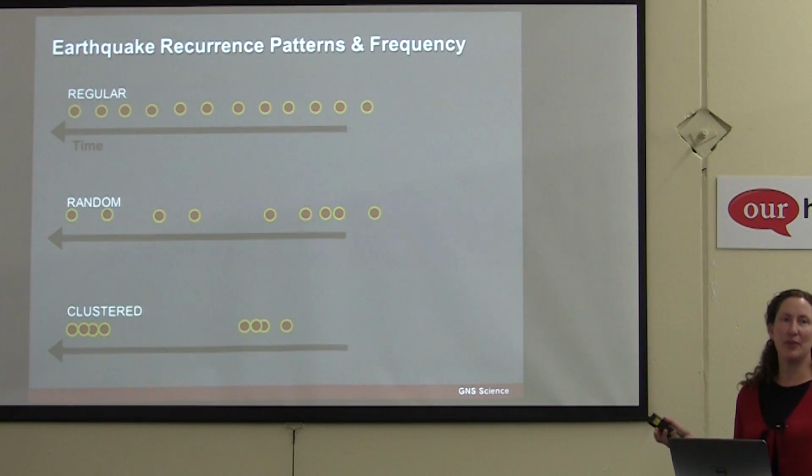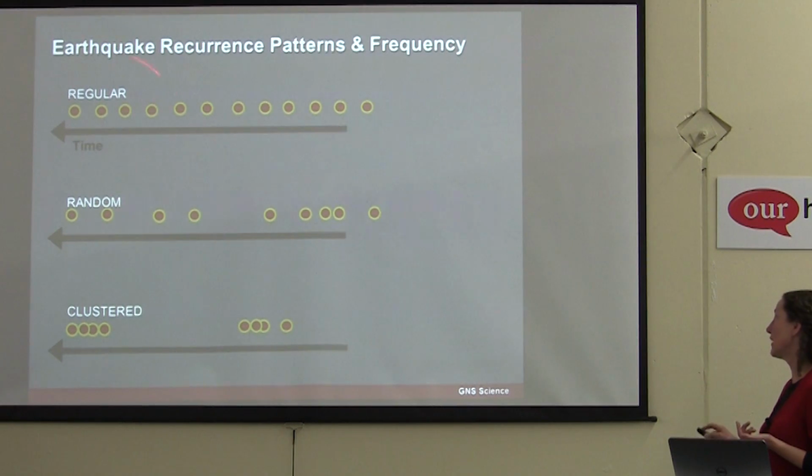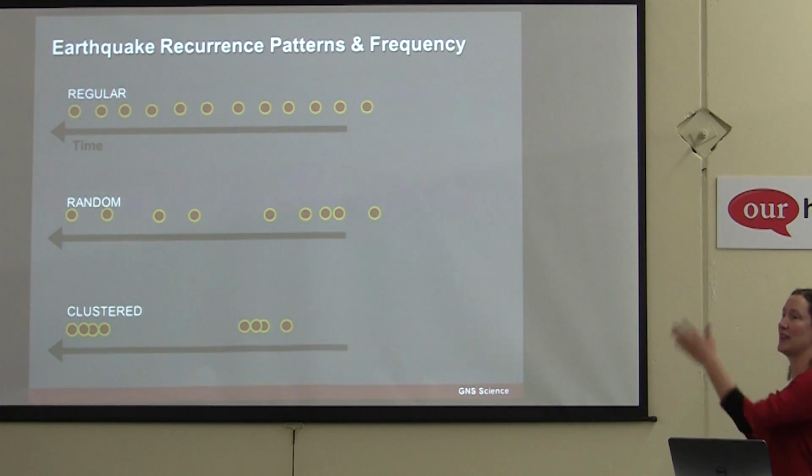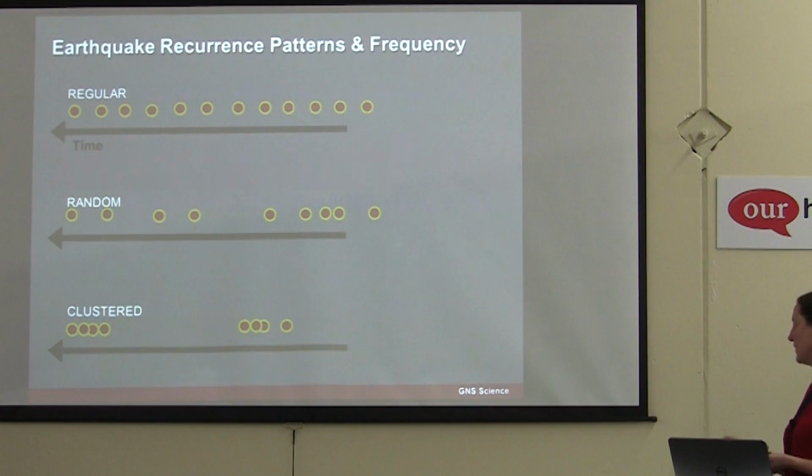And we know from examples around the world that faults behave in different ways, and some of them really do rupture relatively regularly in time with earthquakes equally spaced. Others rupture completely randomly in time, and there's even some patterns of clustering where you have a whole group of earthquakes happening and then big gaps.